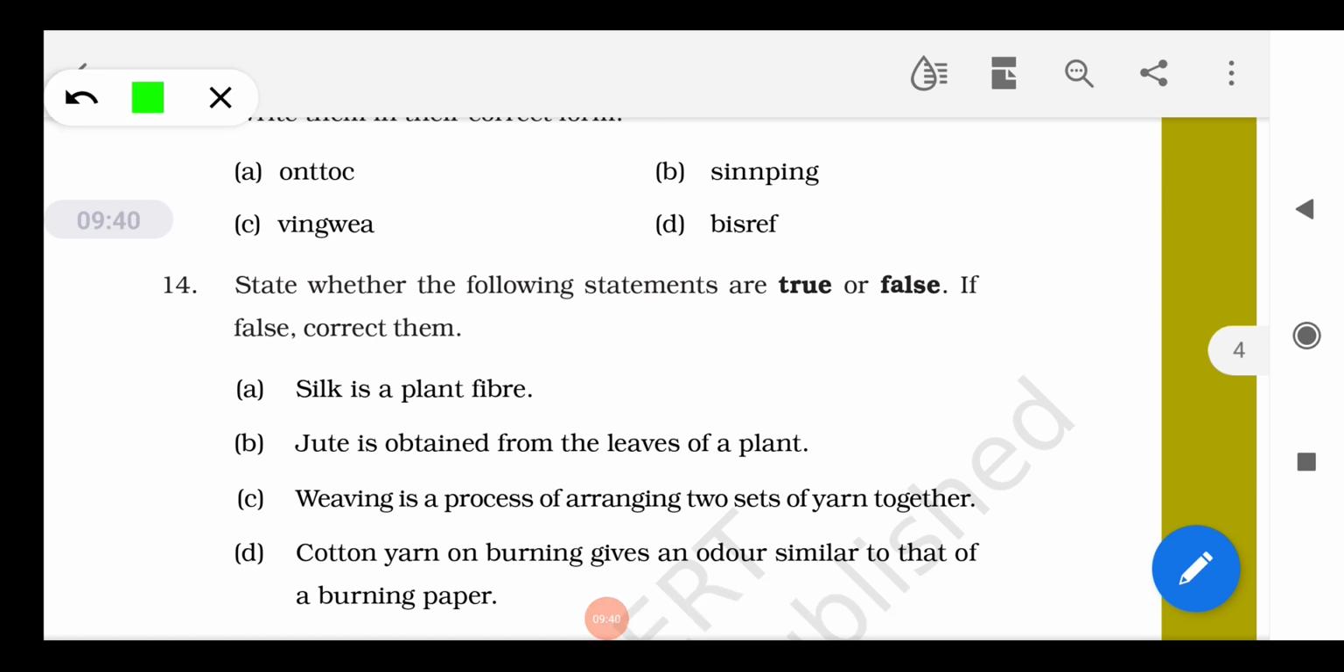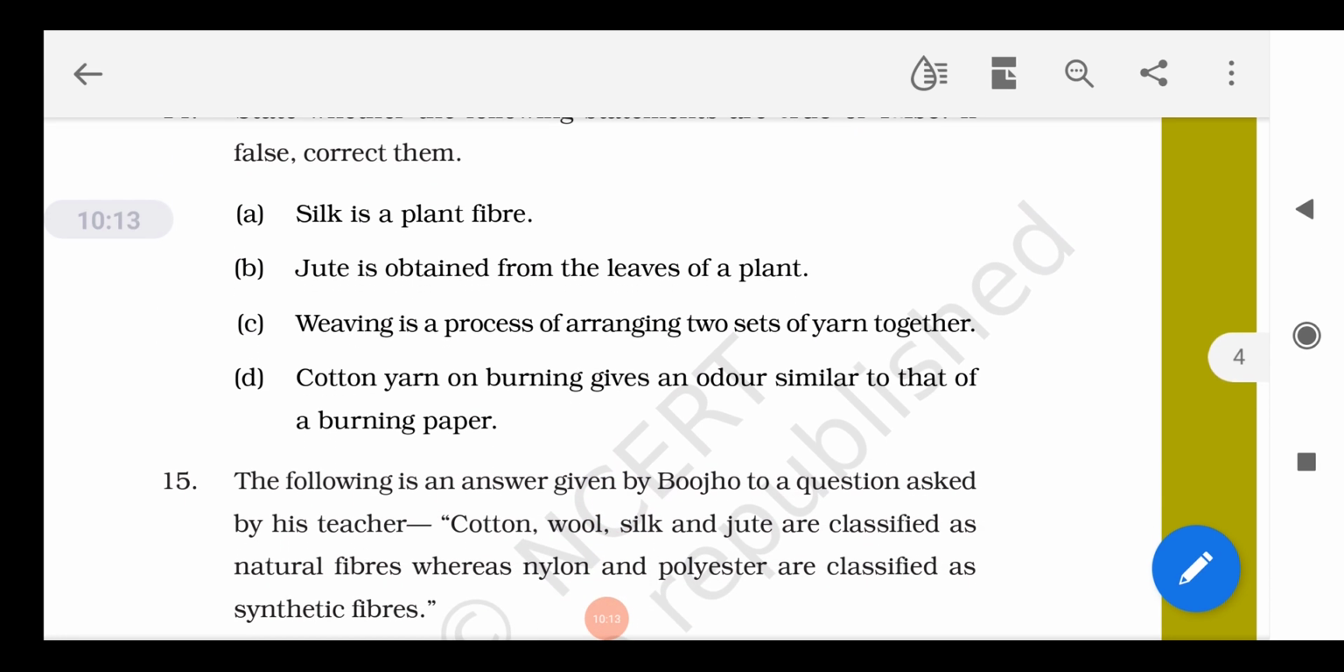Question number 14. State whether the following statements are true or false, and we have to correct them if false. Silk is a plant fiber. No, silk is an animal fiber, which is obtained from silkworms. Jute is obtained from leaves of plants. No, jute is obtained from the stem of the plant. Next, weaving is a process of arranging two sets of yarn together. Absolutely correct. In Hindi, we call one thread or yarn tana and another bana.